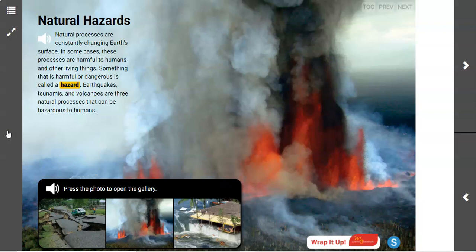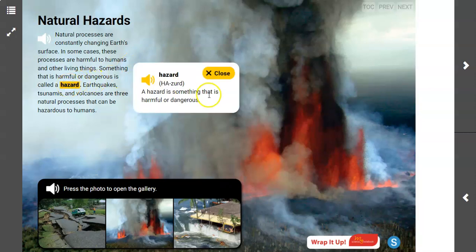So here we go. Natural processes are constantly changing Earth's surface. In some cases, these processes are harmful to humans and other living things. Something that is harmful or dangerous is called a hazard. Earthquakes, tsunamis, and volcanoes are three natural processes that can be hazardous to humans. Okay, so the first thing I want you to know from this is, what is a hazard? A hazard is something that is harmful or dangerous.